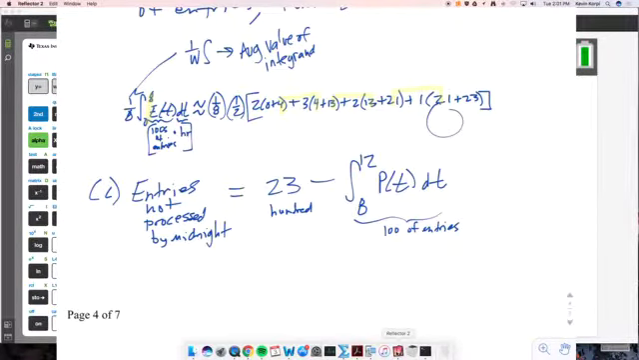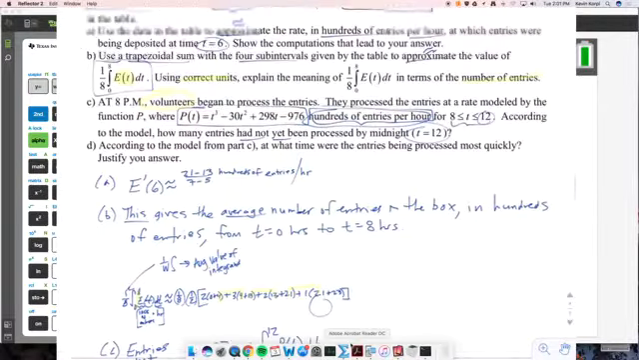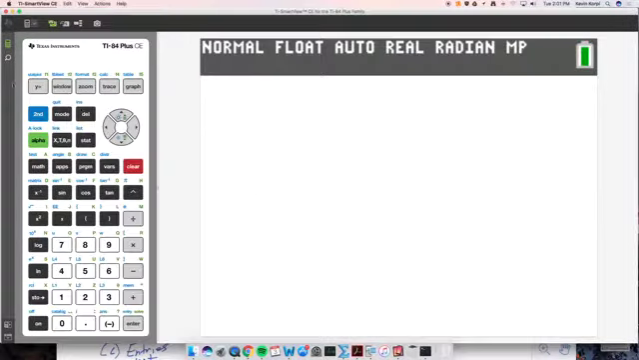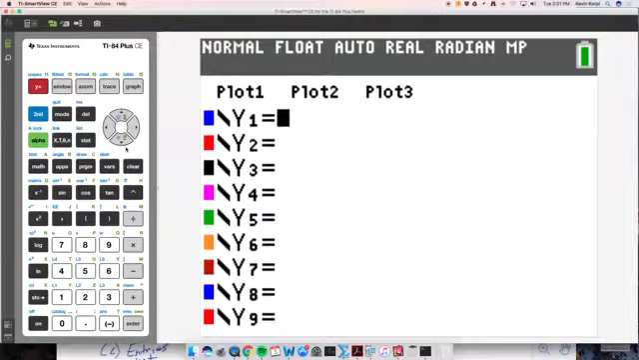All right, so I'm keeping it as 23 minus the integral. And because the function was P of T, I can leave it like that. Now we'll go to the calculator. Let's go ahead and do this. P of T is kind of a long, ugly equation. I don't want to have to type it in more than once.